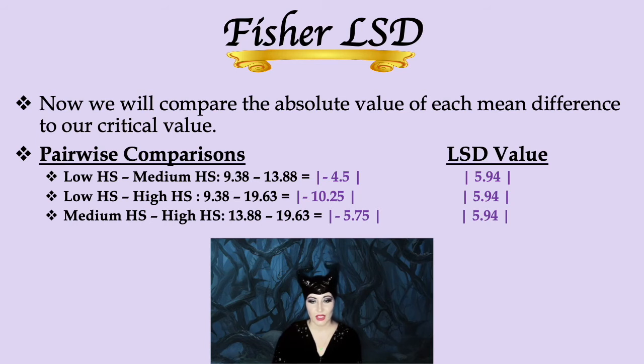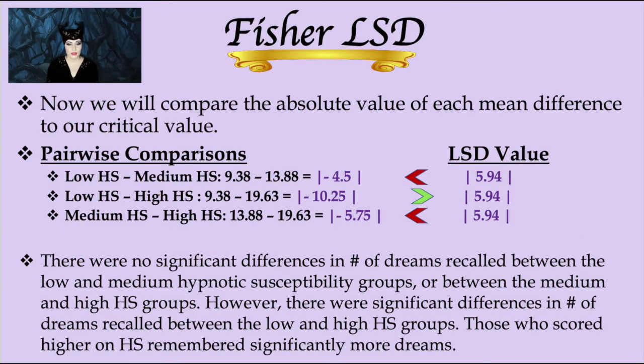So given the fact that only one of these was greater, that's a good sign to us that because of the low versus the high hypnotic susceptibility group, our ANOVA was actually significant. So there were no significant differences in the number of dreams recalled between the low and medium susceptibility groups or between the medium and high hypnotic susceptibility groups. However, there were significant differences in the number of dreams recalled between the low and high hypnotic susceptibility groups. Those who scored higher on hypnotic susceptibility remembered significantly more dreams.